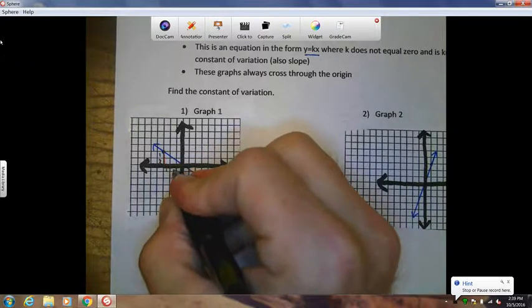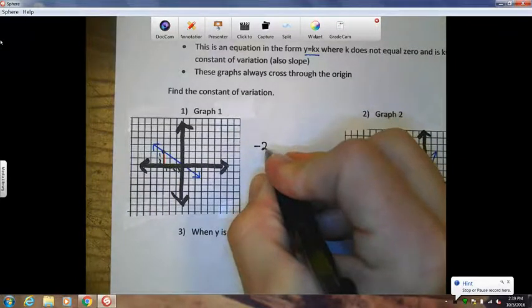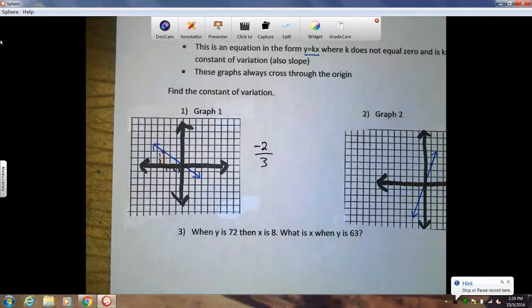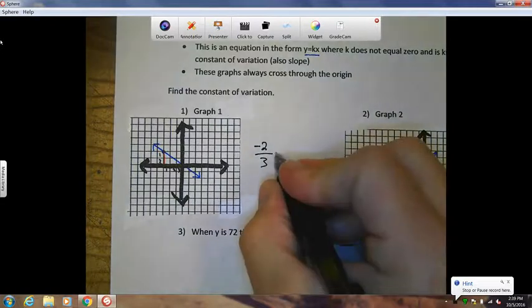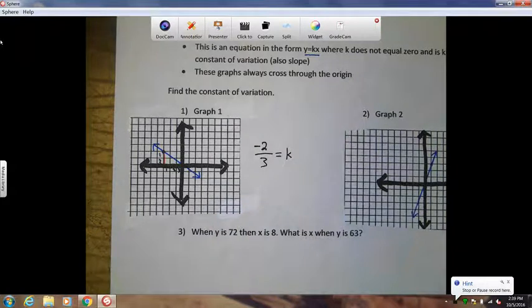So I went down 2 and to the right 3. So my constant of variation is a negative 2/3. The slope is going down. So that's that one.